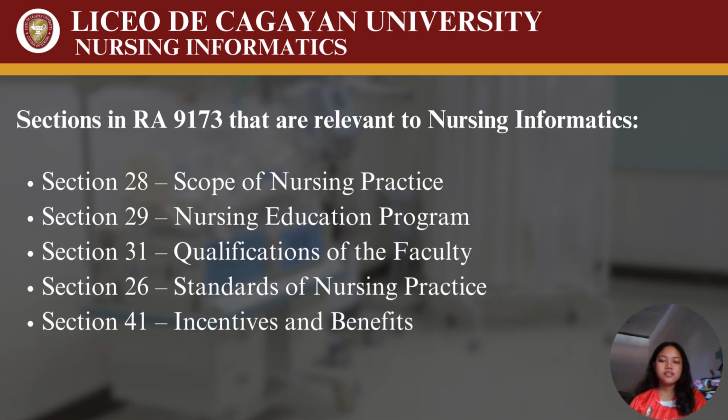Let's now discuss the sections in RA 9173 that are relevant to nursing informatics. First is Section 28, which is the scope of nursing practice. It includes the use of health information systems and technology in planning, implementing, and evaluating nursing care. Second is Section 29, the Nursing Education Program. It encourages integration of informatics, research, and evidence-based practice in the curriculum to prepare nurses for modern healthcare demands.